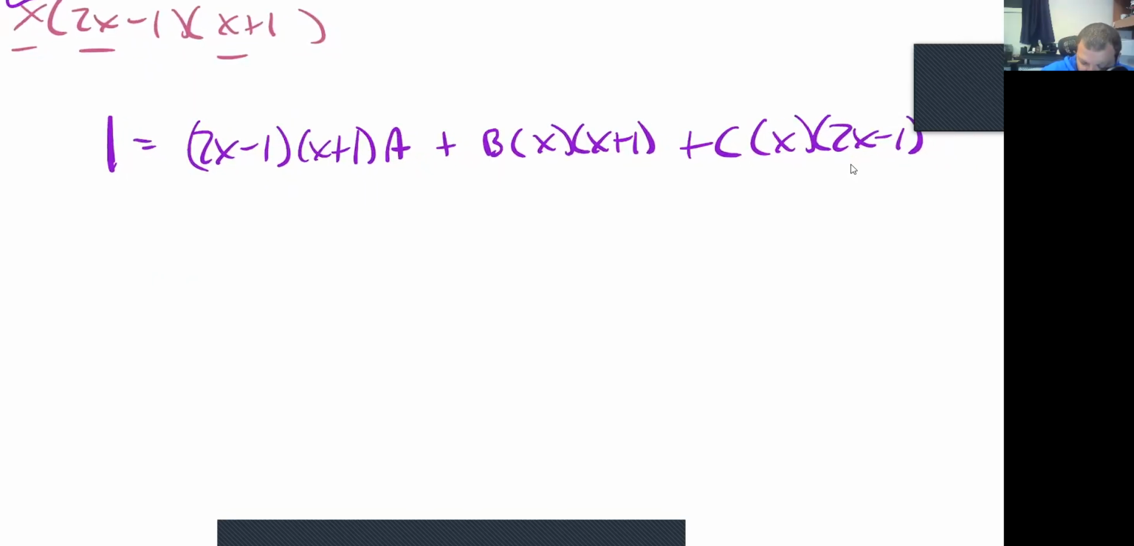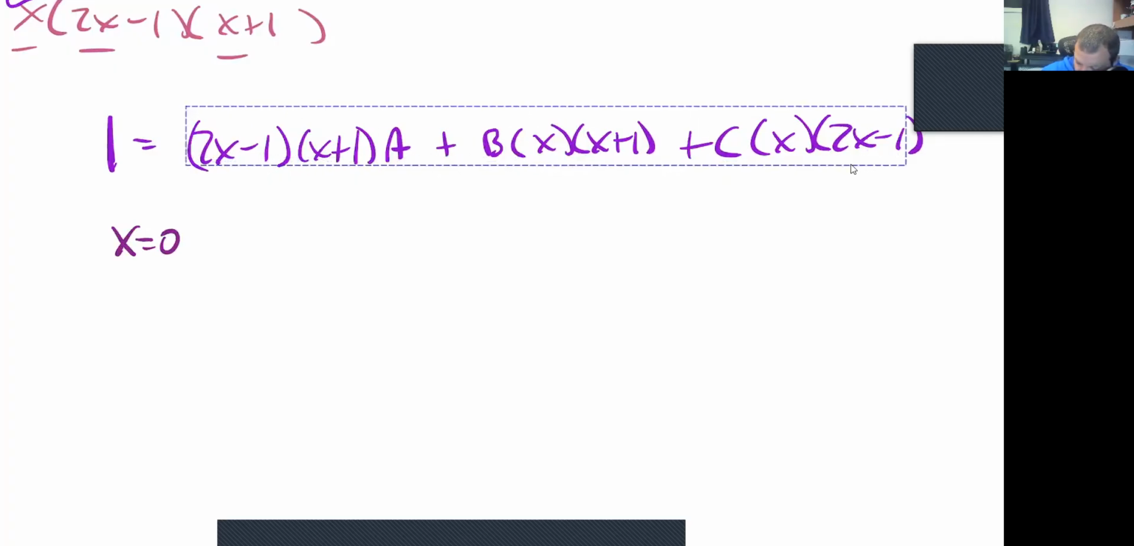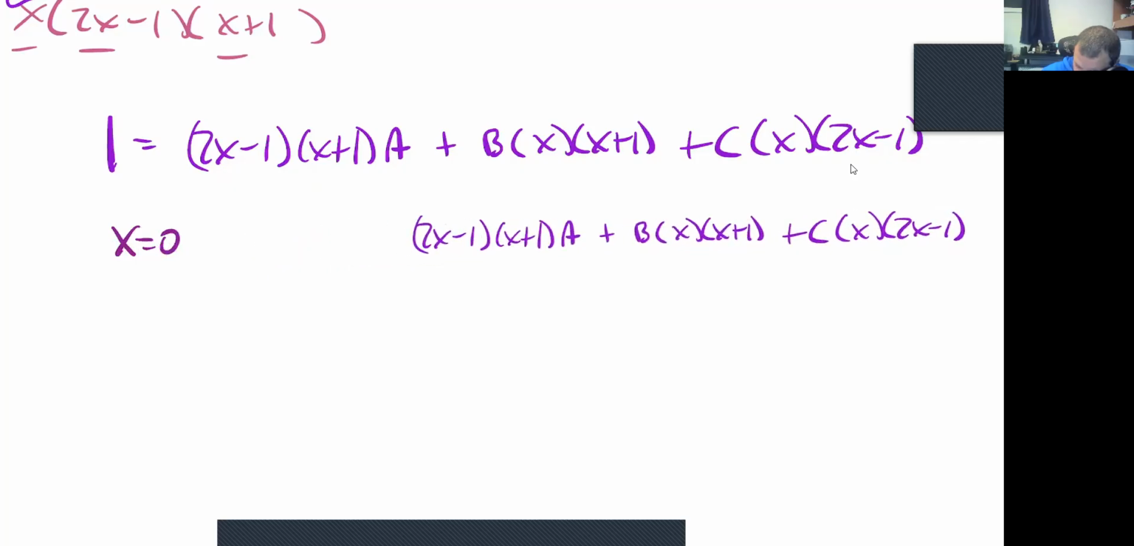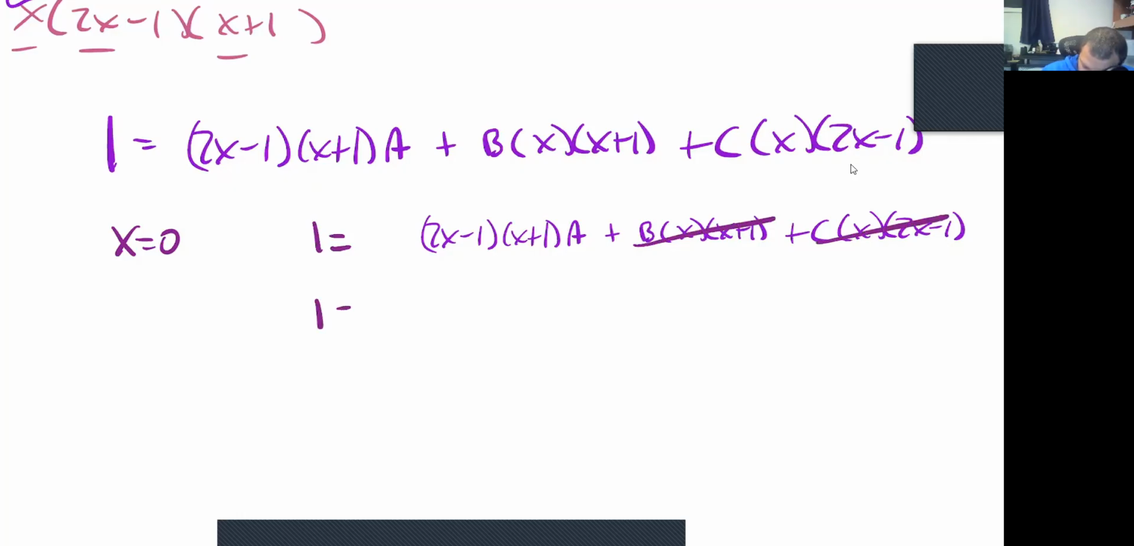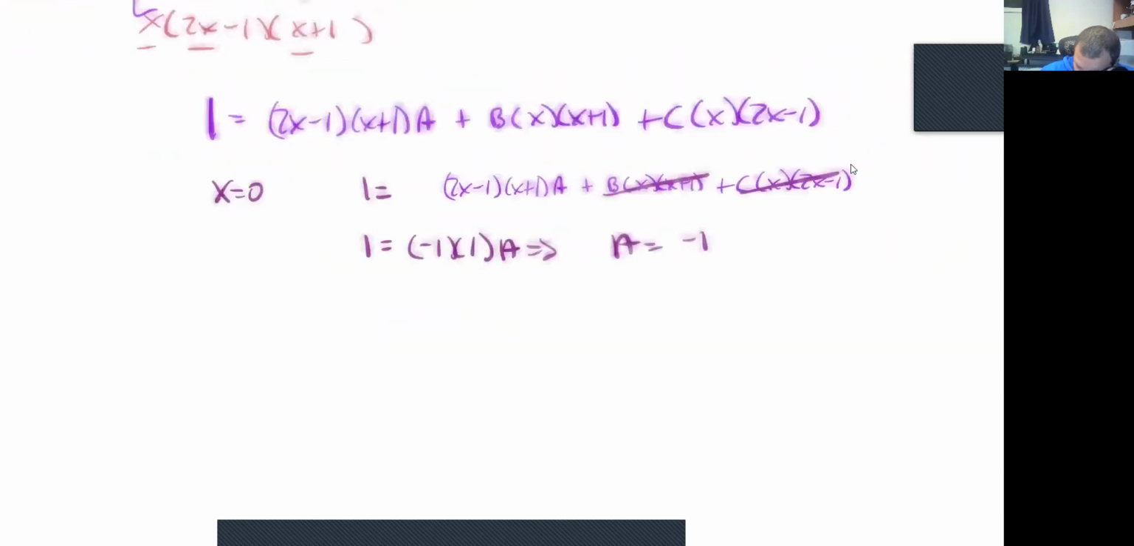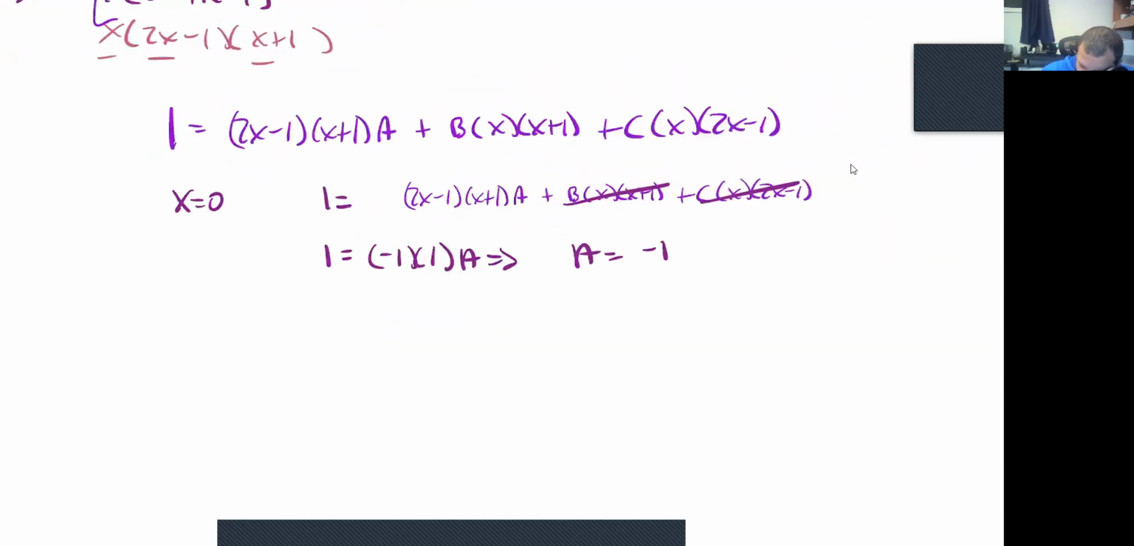If we plug in x equal to 0, then all of these terms just go away, and we're left with 1 equals -1 times +1 times a. So a equals -1.